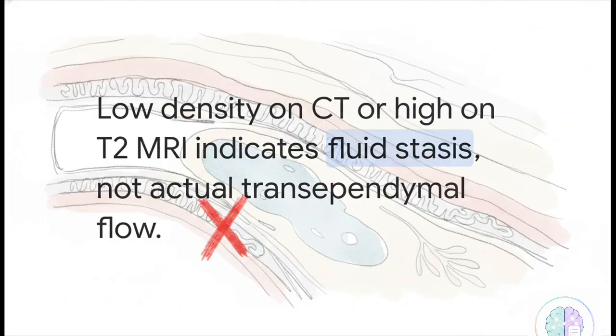Finally, check for periventricular signals. That's low density on a CT or high intensity on a T2 MRI. People used to call this transependymal flow, but actually, scratch that. It's a total misnomer. Fluid doesn't penetrate the lining. What you're actually seeing is fluid stasis, pooling in the brain tissue right next to the ventricles.